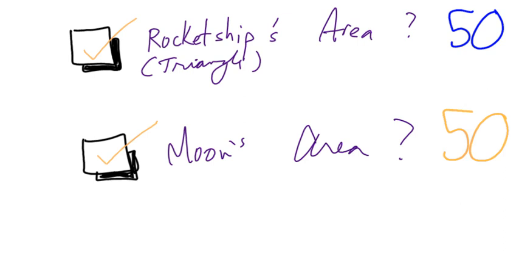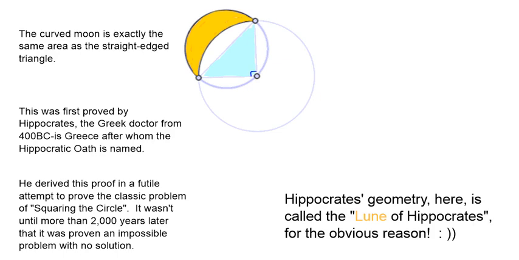All right, so the rocket ship's area was 50, and the moon's area is 50. And that's the exciting conclusion right there, believe it or not. We have a curved region being exactly the same area as the region bounded by straight edges.